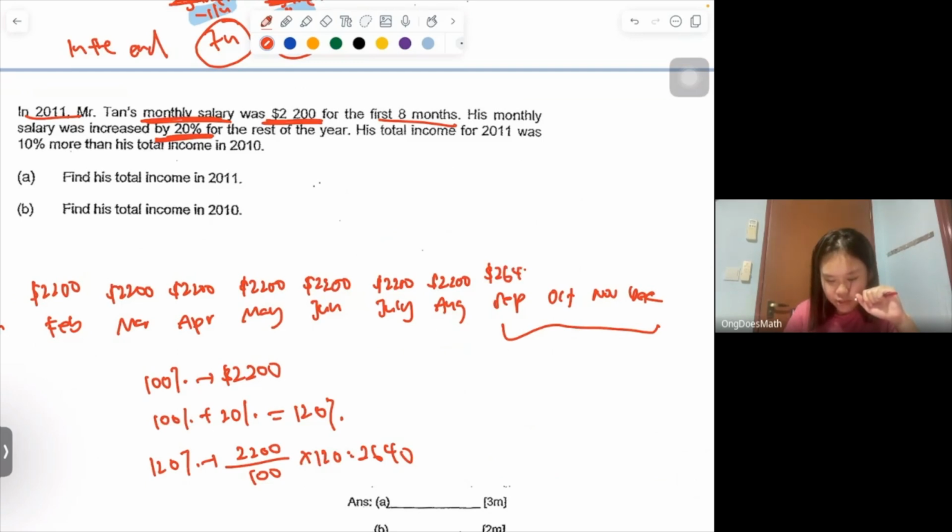Which means that for September, he earns 2,640. For October, he earns 2,640. For November, he earns 2,640. For December, he earns 2,640. Very good. So his total income in 2011.